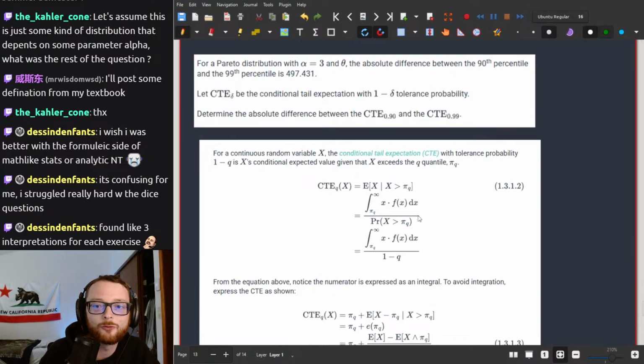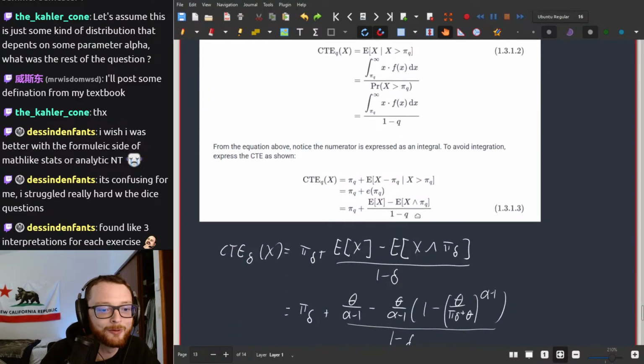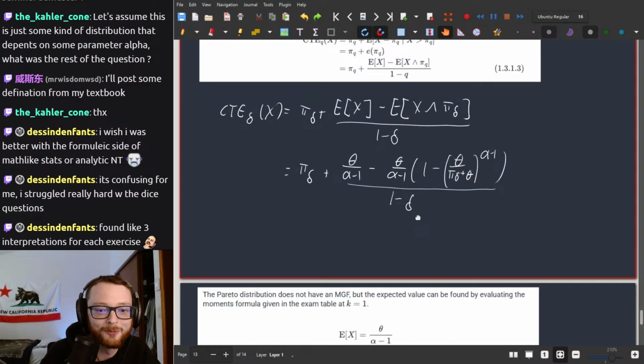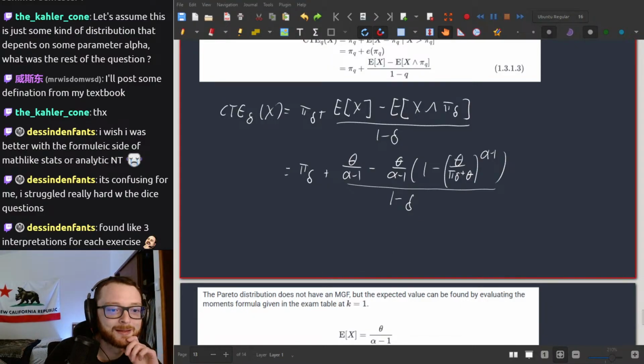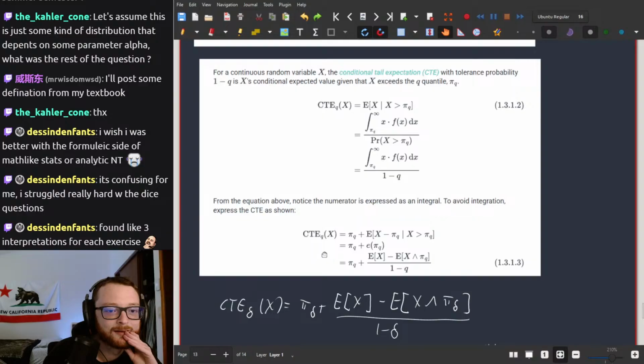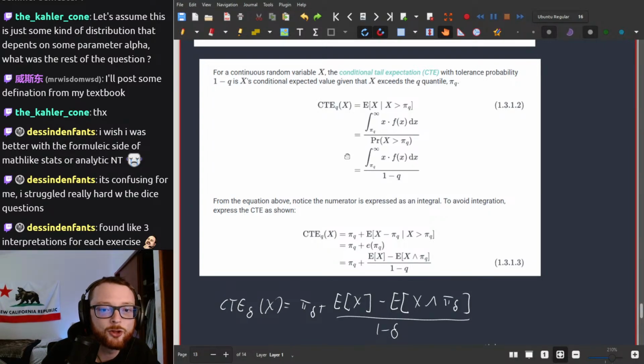I don't know how we're going to do the actual question. I'm hoping something obvious will shake out once we do something with this. Well, we need to figure out what pi sub delta is, I guess. That's probably a problem. Oh, okay, wait. The Q quantile.